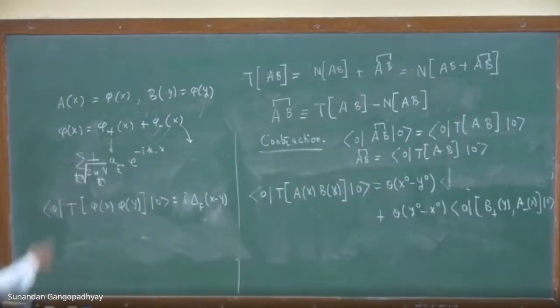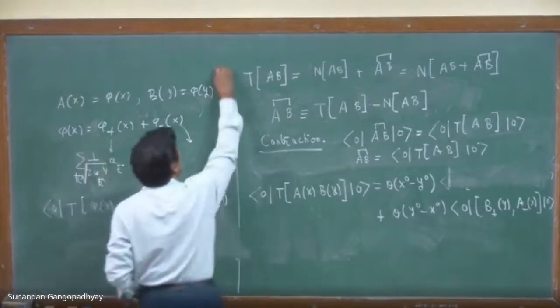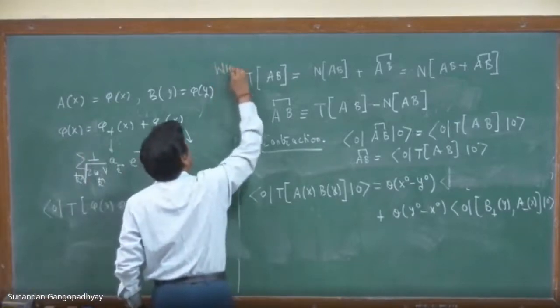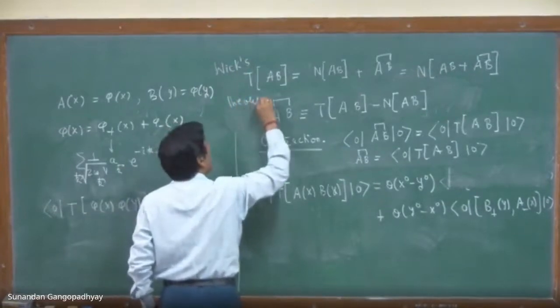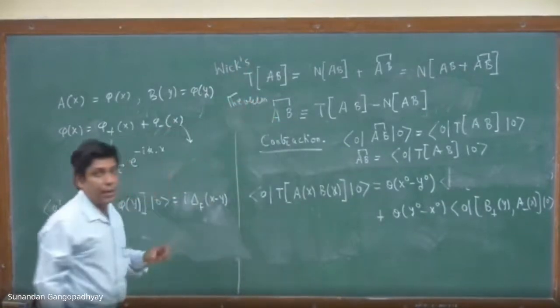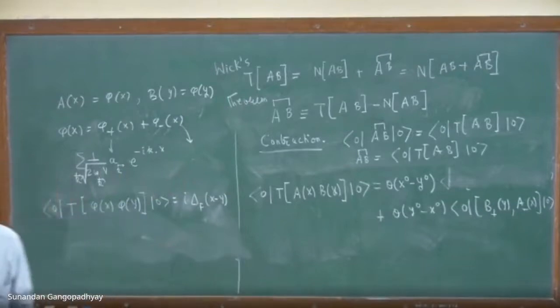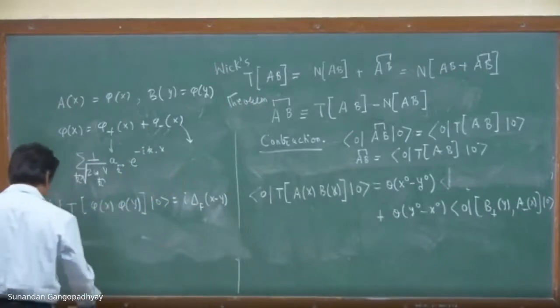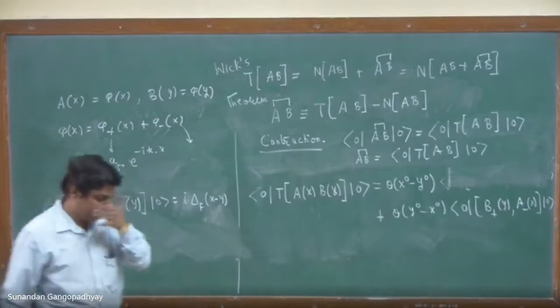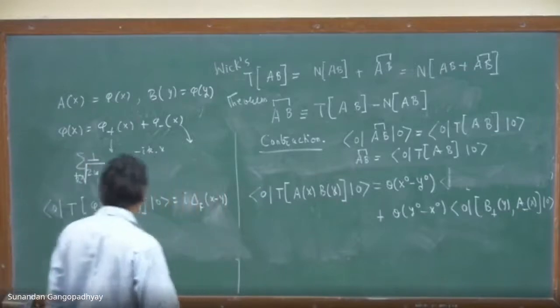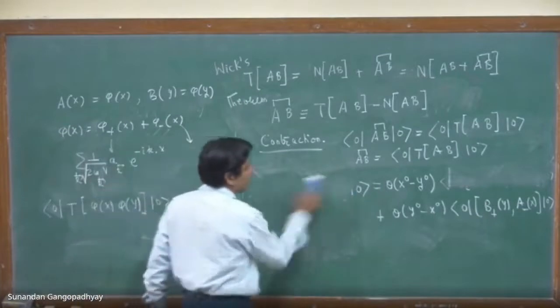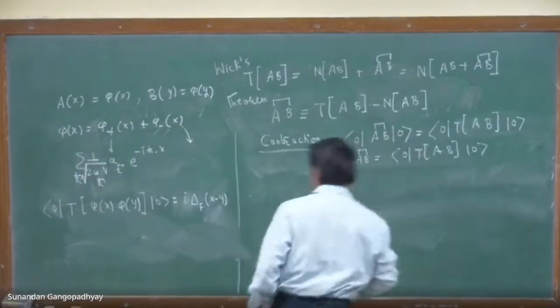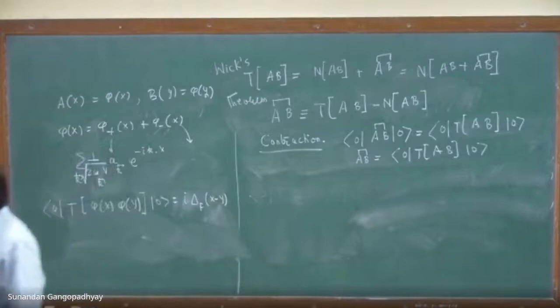This is Wick's theorem. We have just shown it for a pair of operators. You can prove it in general for a string of n operators. For example, if you take, say, 3 operators or 4 operators, then what will happen? So let me write this result.